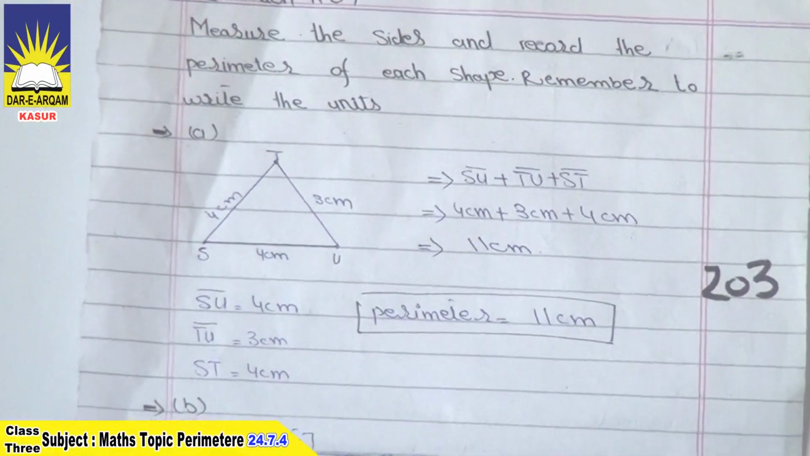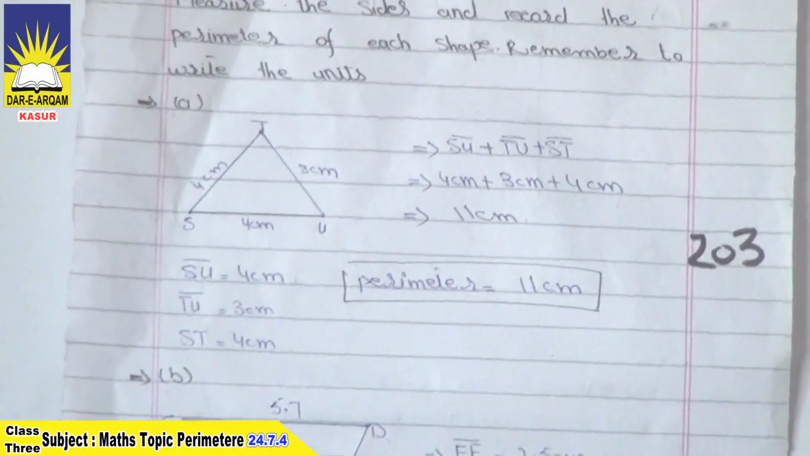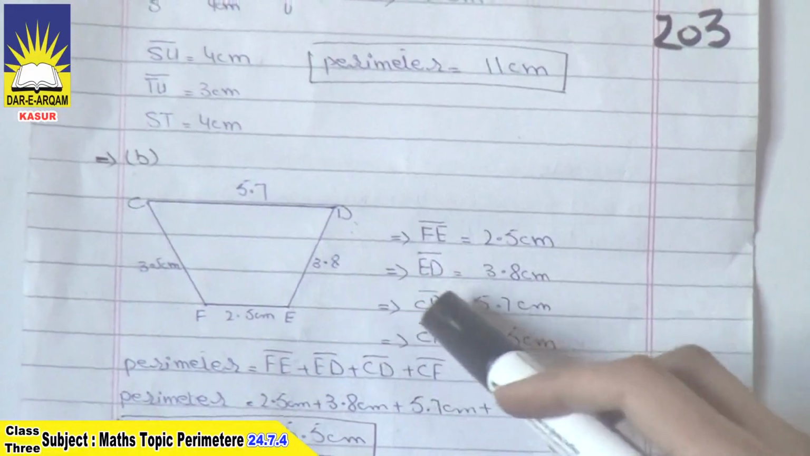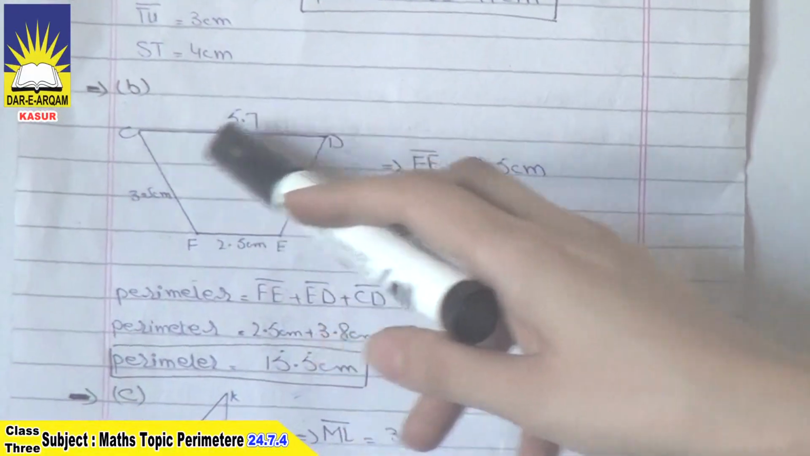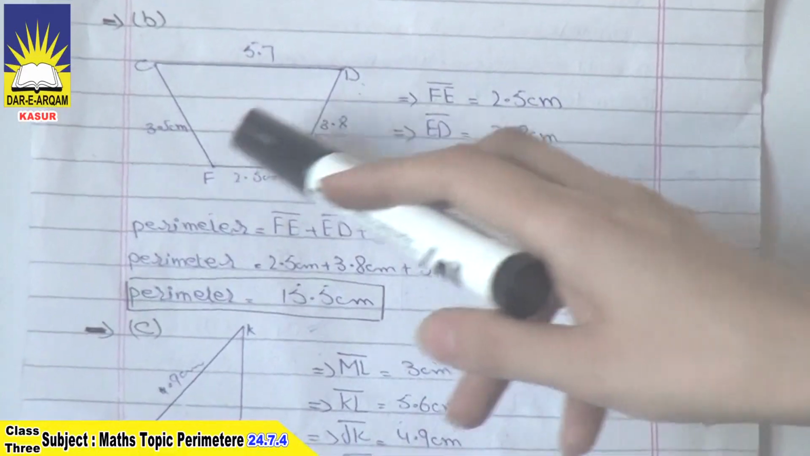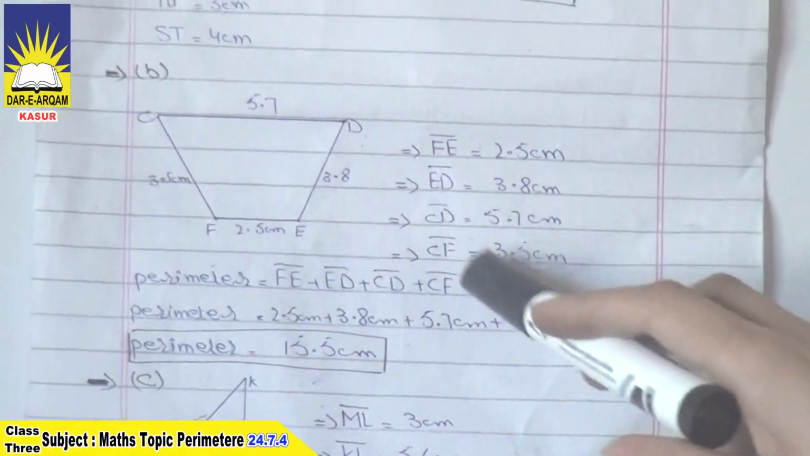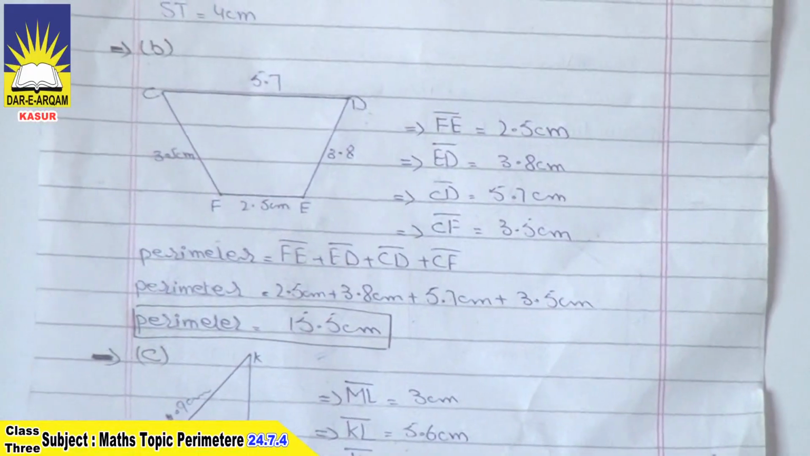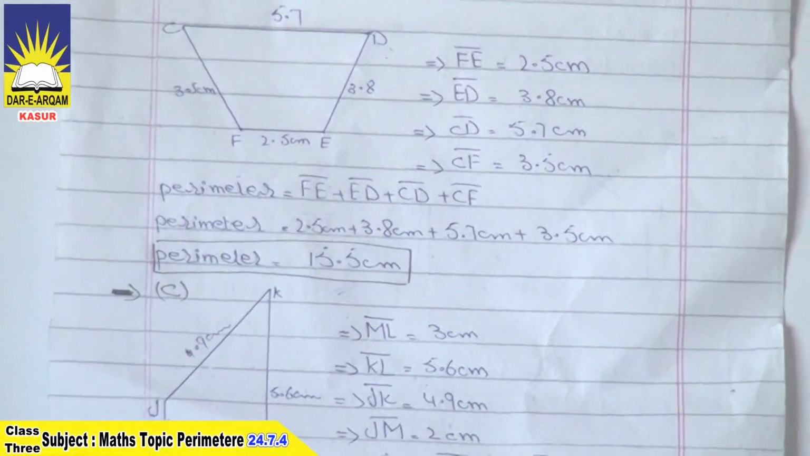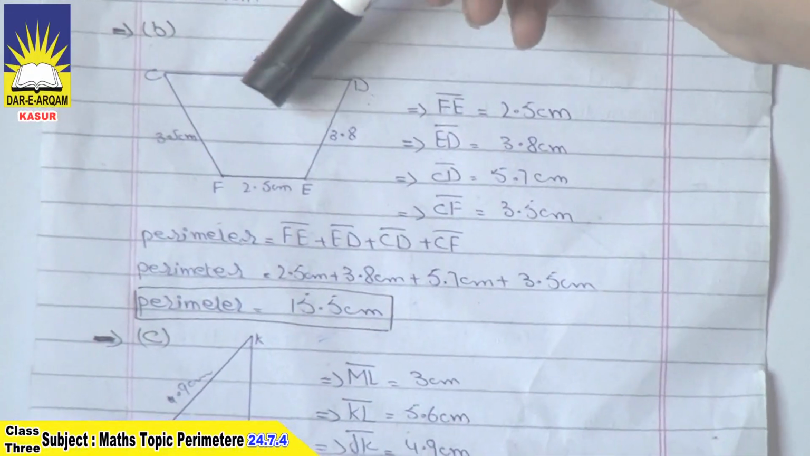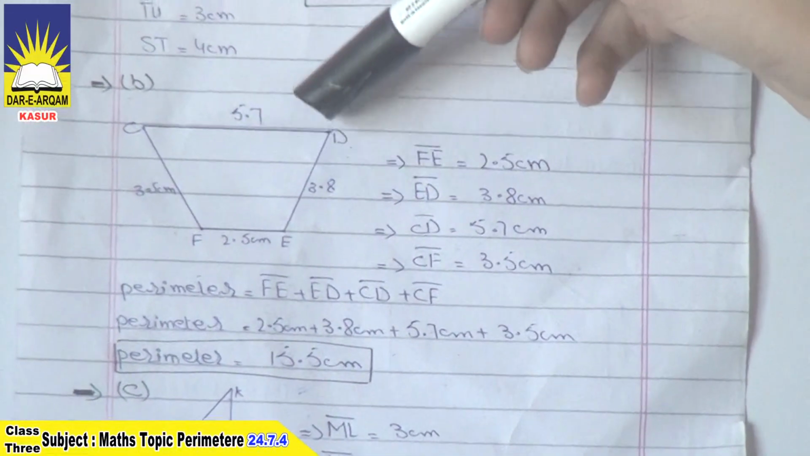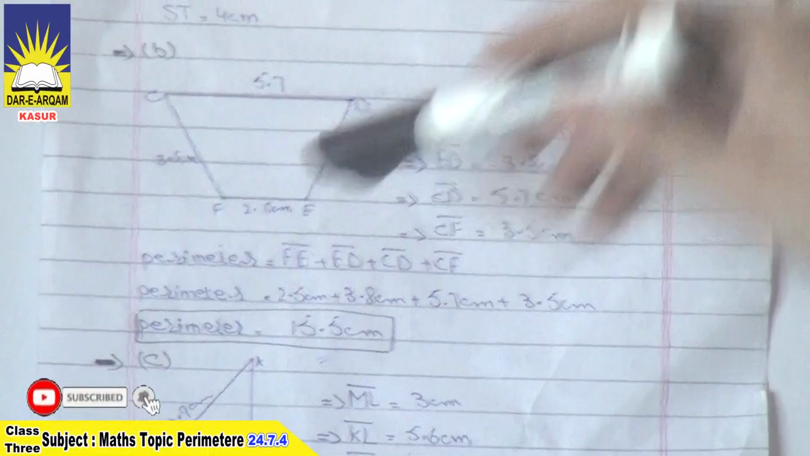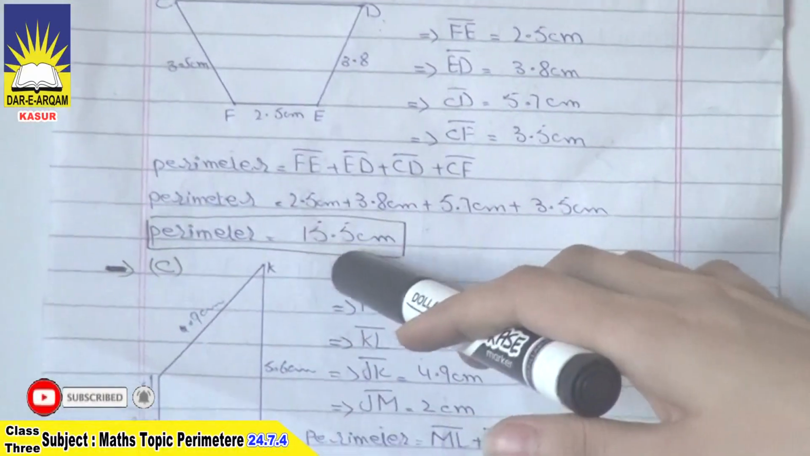So next we have B. In this shape FE equals 2.5 centimeters, ED equals 3.8 centimeters, CD equals 5.7 centimeters, and CF equals 3.5 centimeters. For the perimeter, we add all the lengths of this diagram: this one, this one, this one, this one. So the perimeter of this diagram is 15.5.